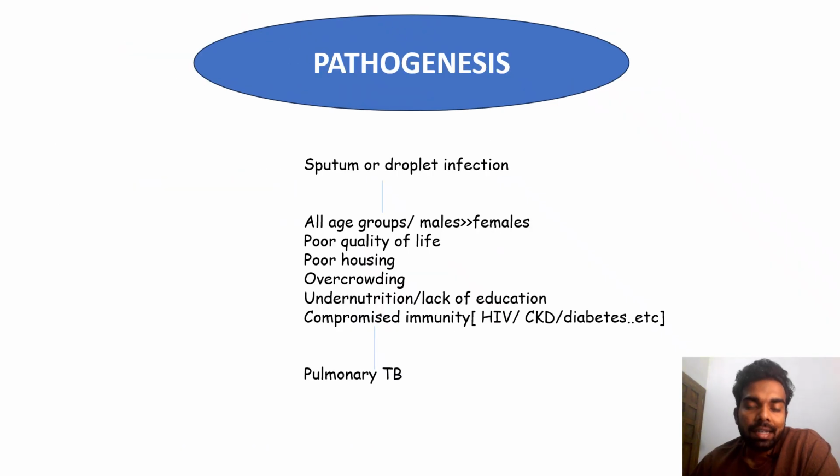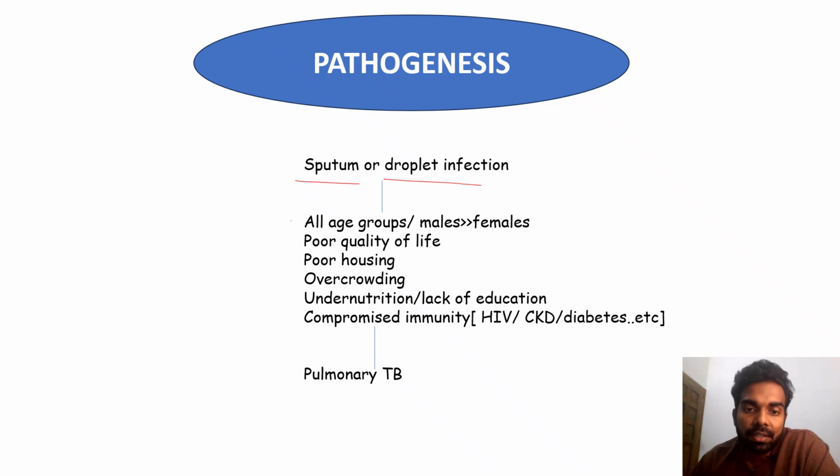So you'll be seeing patients, and they will come to you with a history of cough, fever, weight loss, and everything. So how does a patient get TB? Let's say a patient has TB and he coughs, and the sputum comes out of his mouth. The sputum or the droplets come out of his mouth and infect people who are at a certain risk.